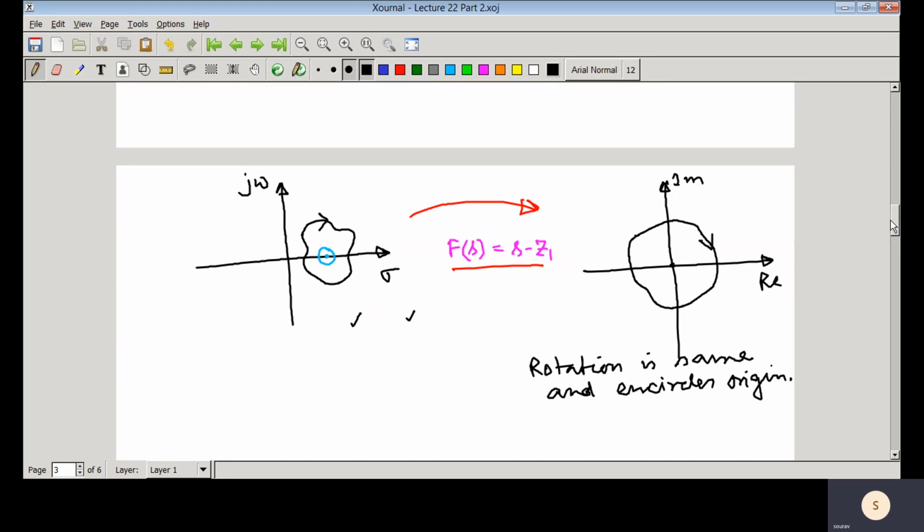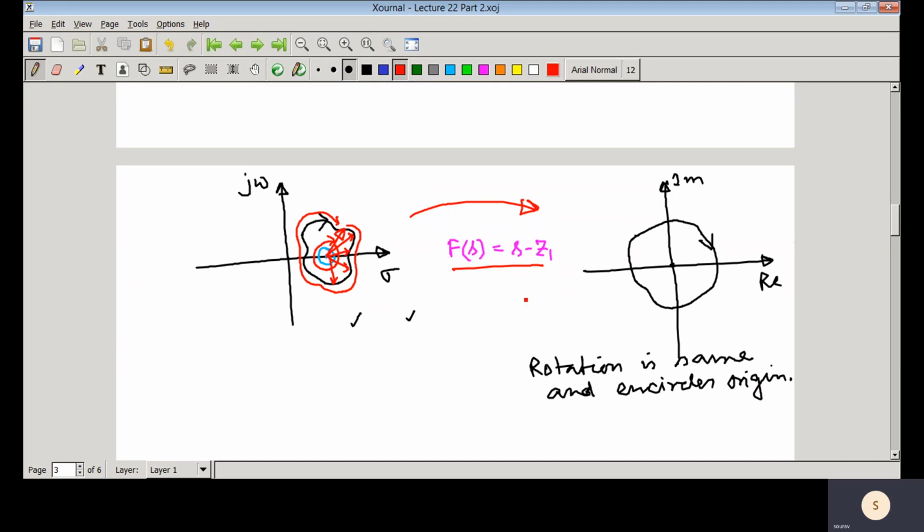So here I am just going to give you a little bit of an idea of why it happens like that. Here you have the origin, and if you draw a vector here and traverse along this contour, suppose you start from this point, then along this contour the total angle contribution would be 360 degrees.